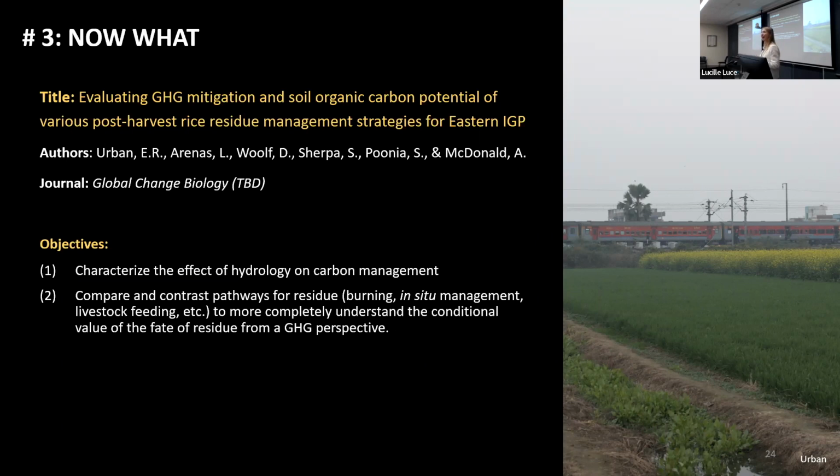It looks at various post-harvest residue pathways.